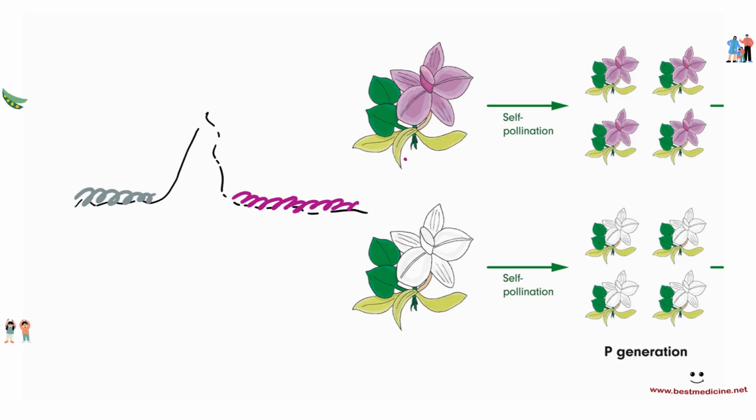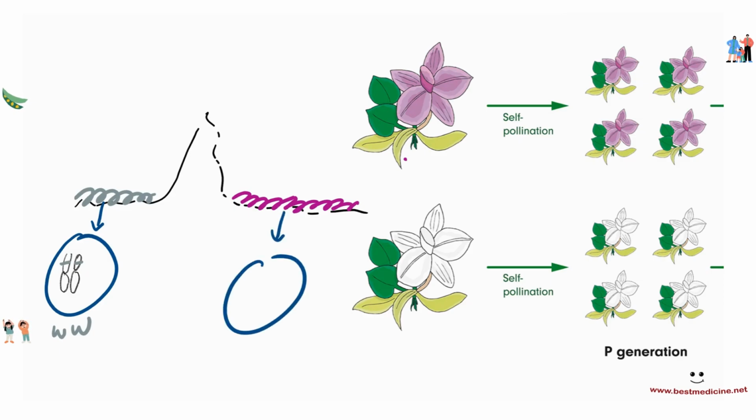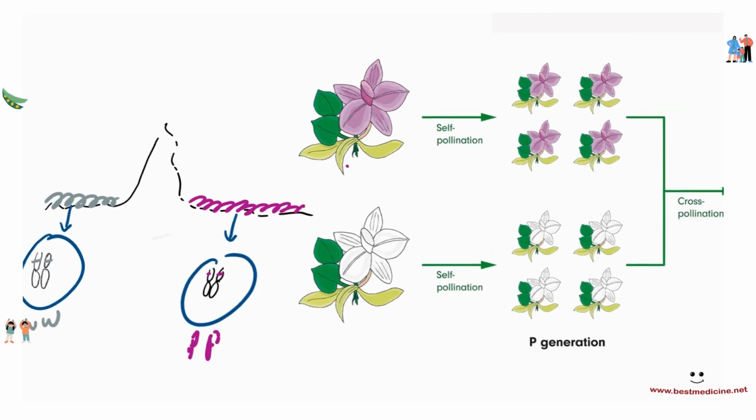What I mean by this is that if I were to grab a cell from this one, both the pairs of the chromosomes on this cell are going to be coding for white. And if I were to grab a cell from these plants, every pair would have purple alleles for the petal color gene, right? So that's what he did, and he called them the parent generation.